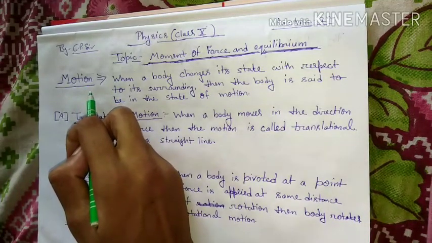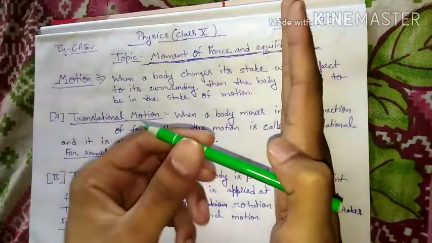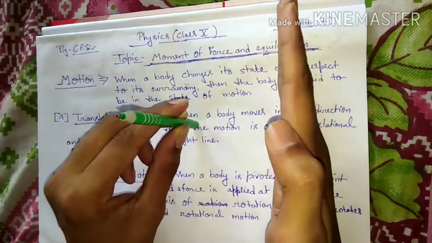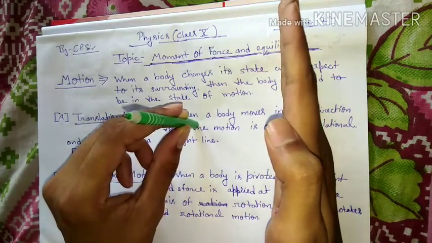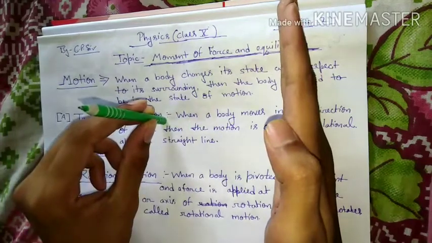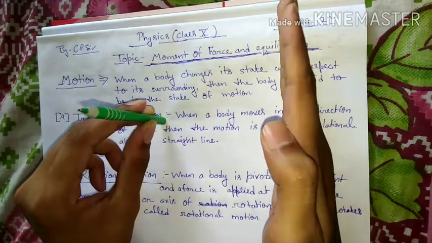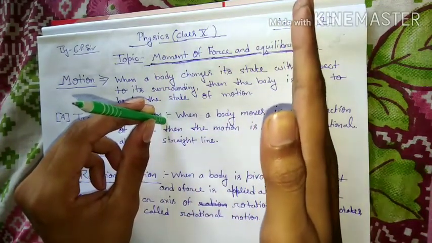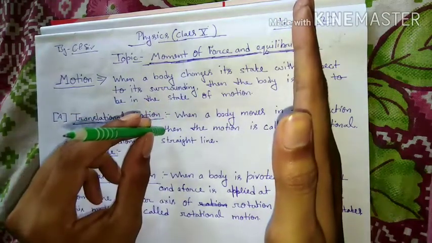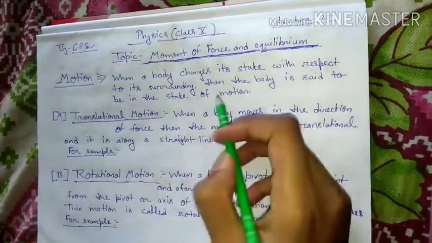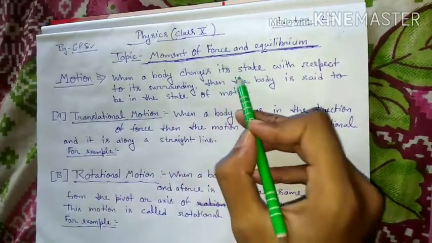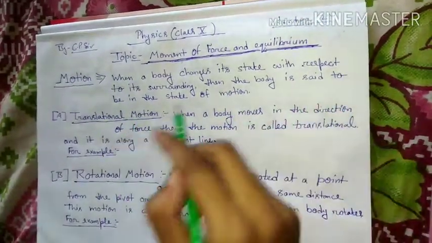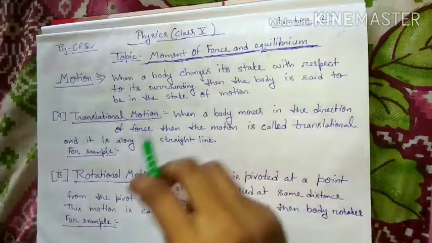What is motion? Suppose students, this is a wall and you place a pen at a distance of 5 centimeter from the wall. After 1 minute, if you shift it to 6 centimeter from the wall, then it means you have changed the position of the pen from the wall with respect to time. Means when a body changes its distance with respect to time or its surrounding, the body is said to be in the state of motion.